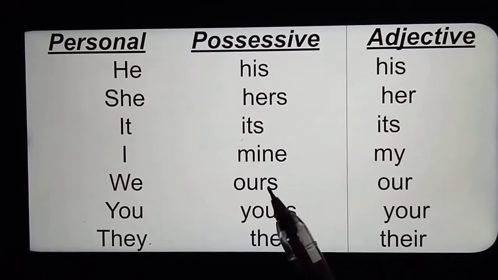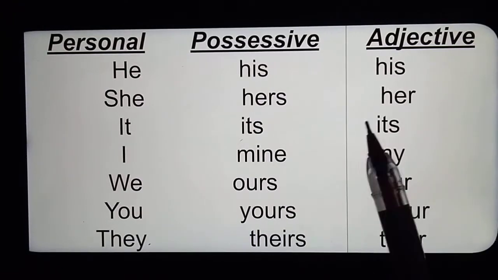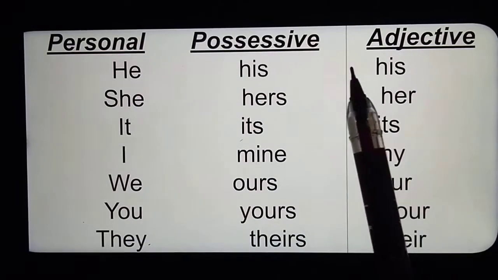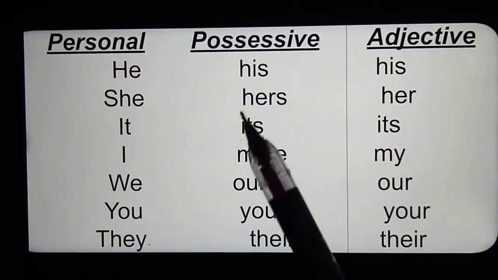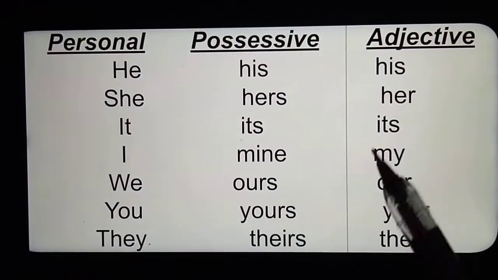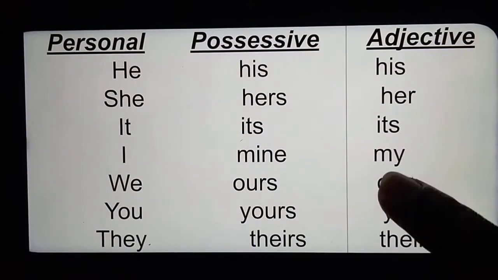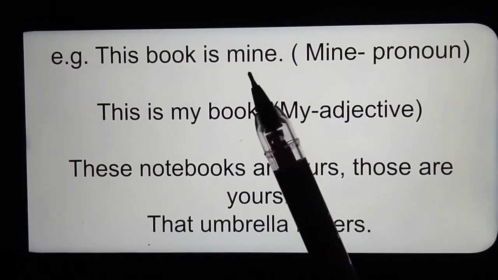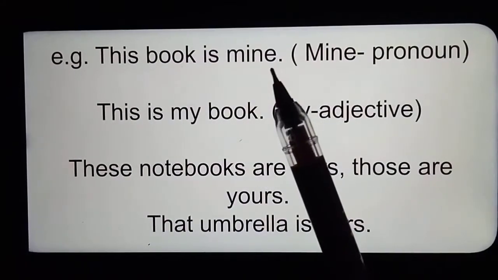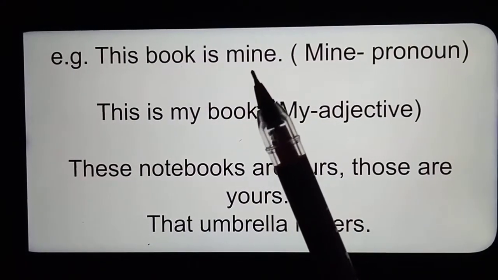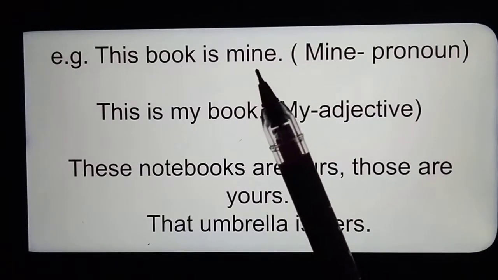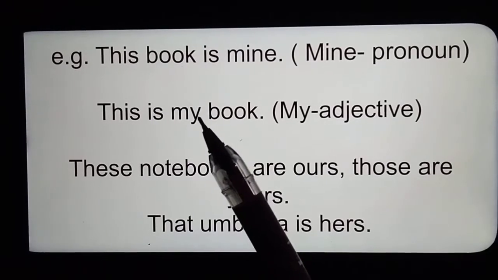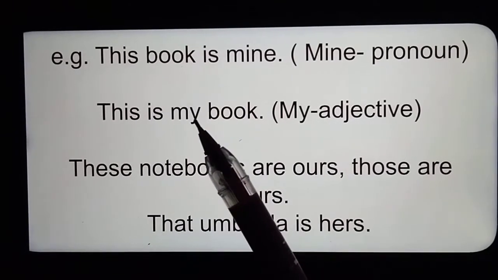Yours, ours, mine, its remains same. Hers, his also remains same. So these all are pronouns and these all are adjectives. For example, this book is mine. Mine is a pronoun. It is showing possession. It is a possessive pronoun. This is my book. Here my word is also showing possession, but it is not a pronoun.